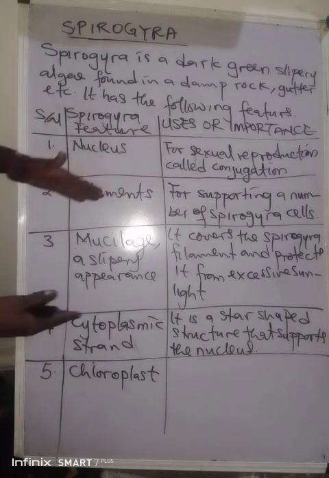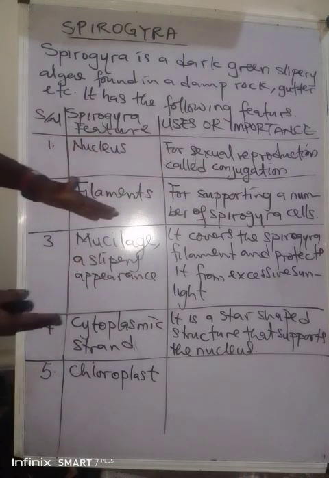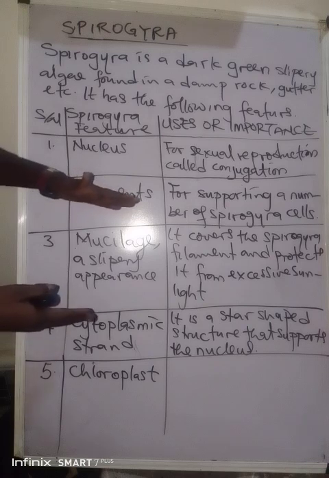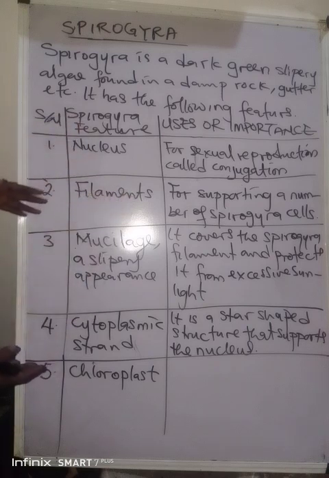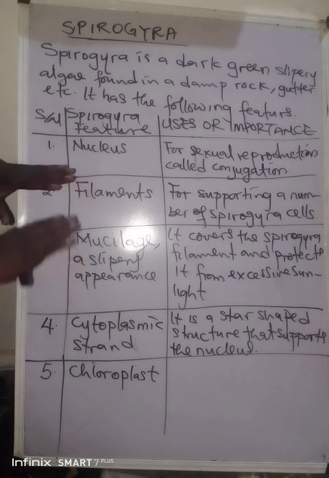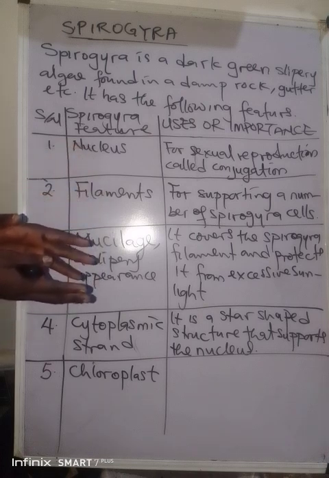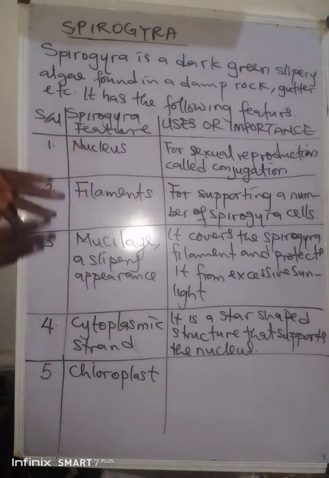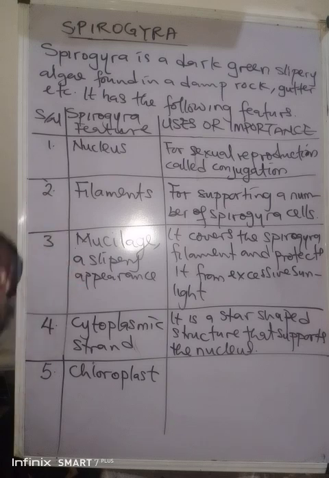The filaments are 2 parallel threads that hold many cells of Spirogyra in place. Then we have the mucilage, which is a slippery substance that protects the Spirogyra filaments and prevents excessive sunlight from destroying it. Then we have the cytoplasmic strand, which is a star-shaped structure that supports the nucleus of the Spirogyra.